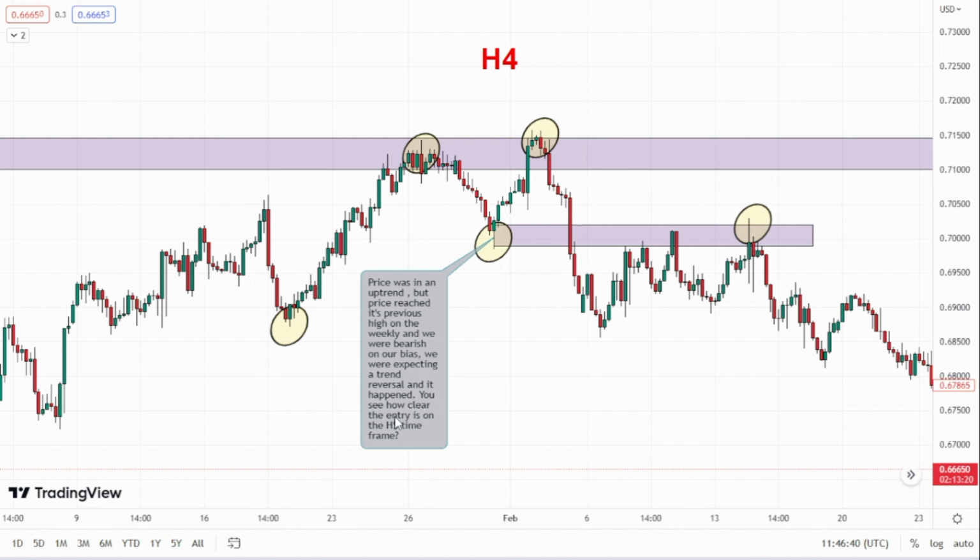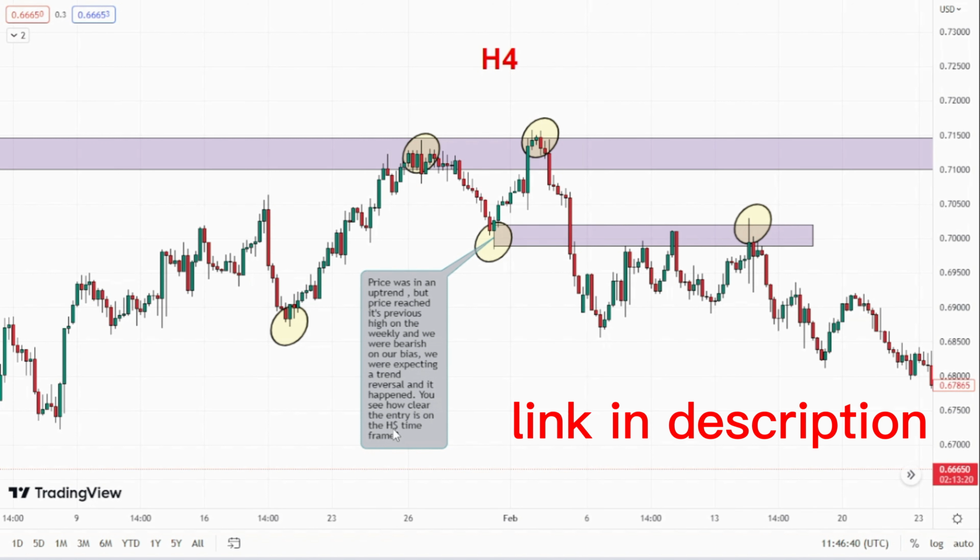You see how clear the entry is on the H4 time frame. Sorry, I made a mistake here and put the wrong time frame. Sorry for the mistakes I have been making in this slide. I'll make sure to correct them, and I will tell you where you can find this slide.